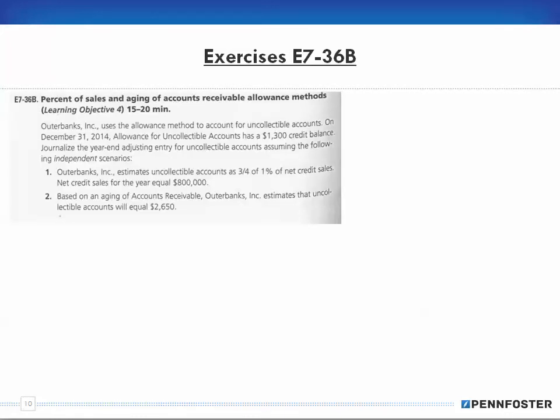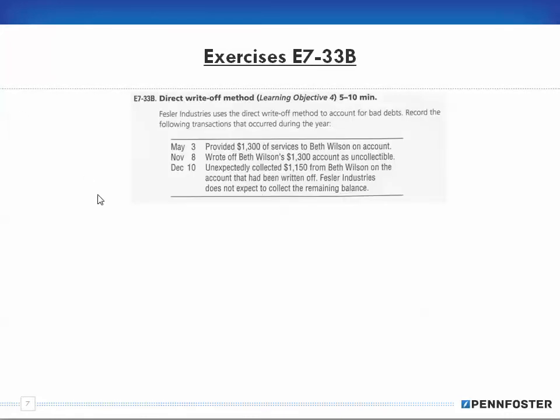Okay, so let's see here. We finished up on exercise 7-32 in the previous video, so we're working on 7-33. And it says here, Fessler Industries used the direct write-off method to account for bad debt. Record the following transactions that occurred during the year. So on May 3rd, they provided $1,300 of services to Beth Wilson on account.